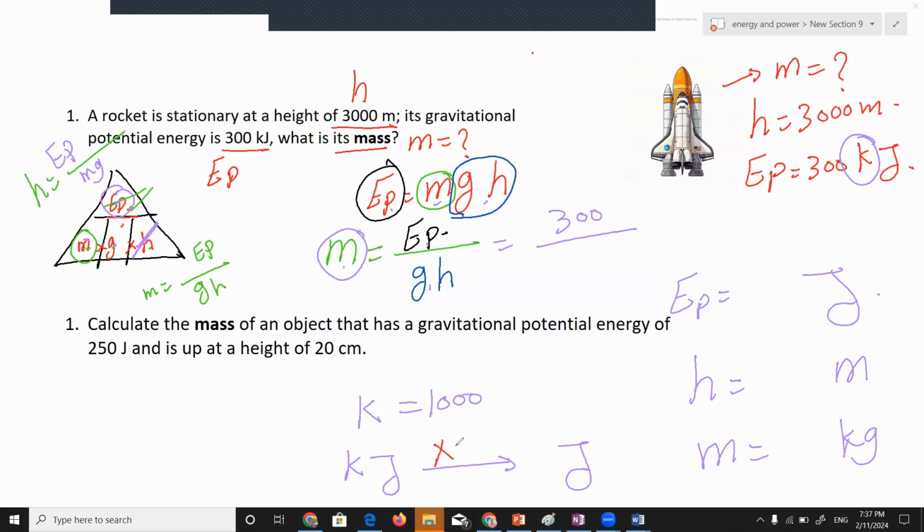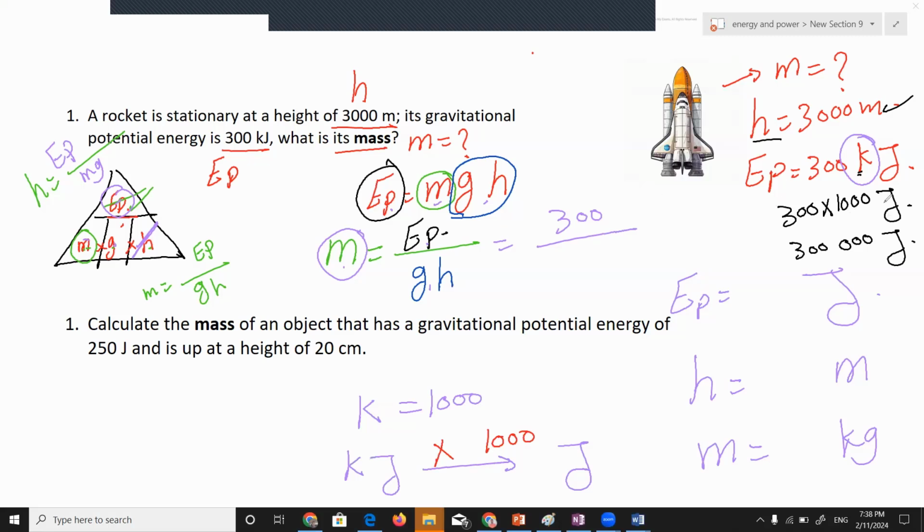So kilojoule to be converted to joule, I will just make it times 1,000. Here we have 300 kilo, which means it's times 1,000 because this is the value for kilo. Now it's joule, so 300,000 joule. Okay, the height is in meter. Yes, this is correct, so I can use it directly.